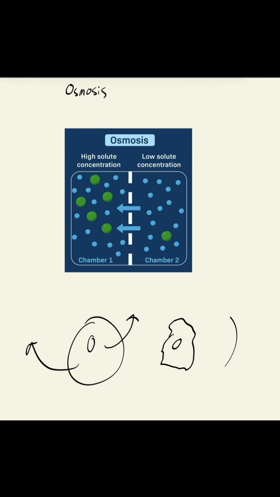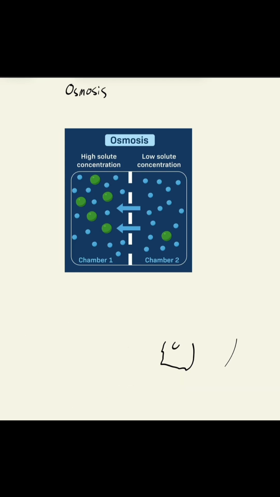So there's one more tonicity, and that is isotonic solutions. In an isotonic solution, where the external and internal solute concentrations are equal, there is no net movement of water. The cell maintains its shape.